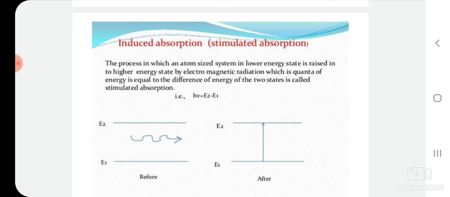So the process in which an atomic system in a lower energy state is raised into a higher energy state by electromagnetic radiation, whose quantum of energy is equal to the difference of energy of the two states, is called stimulated absorption. h nu is equal to E2 minus E1.